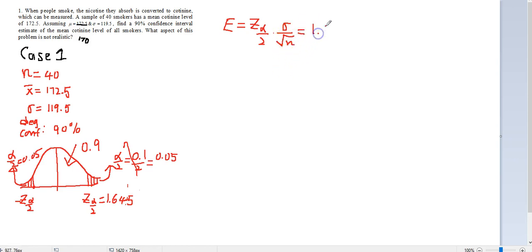You got 1.645 times the sigma, which is given to us as 119.5, divided by square root of 40. Okay, so let us find what the margin of error is. Right? So let's find out. I'm just going to calculate this. Give me a second.